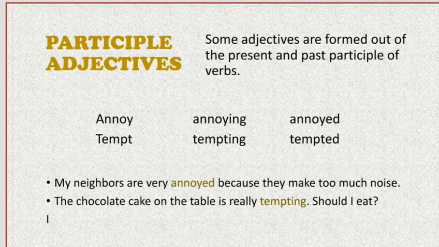Participle adjectives. Some adjectives are formed out of the present and past participle of verbs. For example, annoy, annoying, annoyed; tempt, tempting, tempted. In the sentences, my neighbors are very annoyed because they make too much noise. The chocolate cake on the table is really tempting. Should I eat? We have 2 participle adjectives.